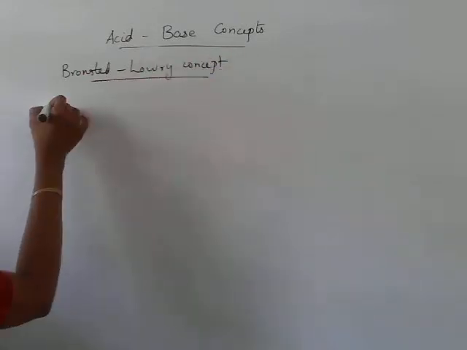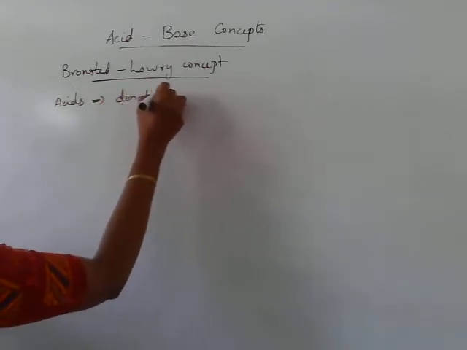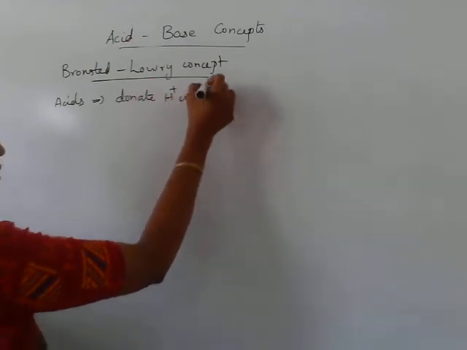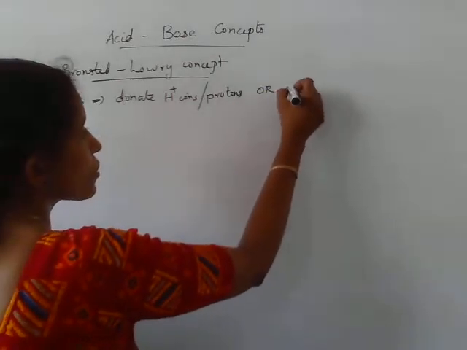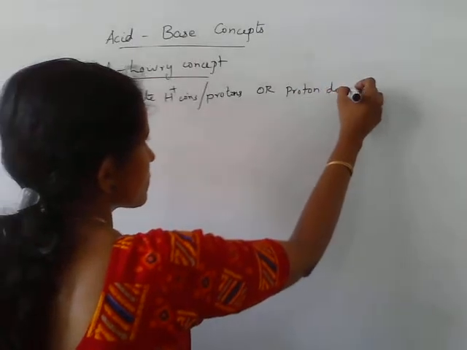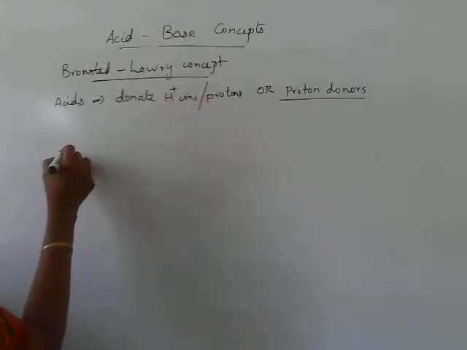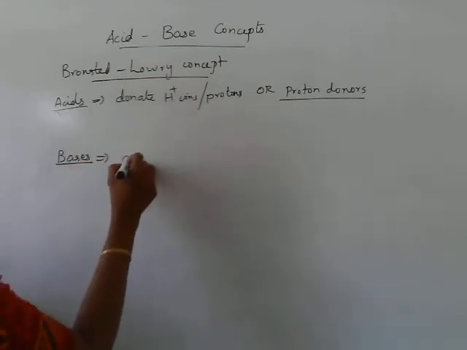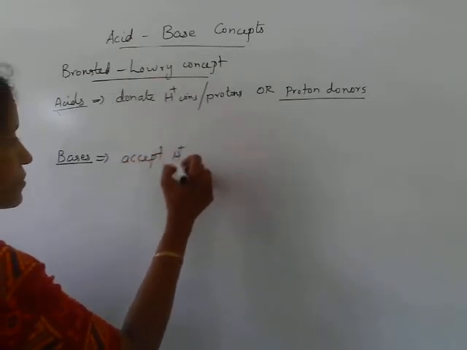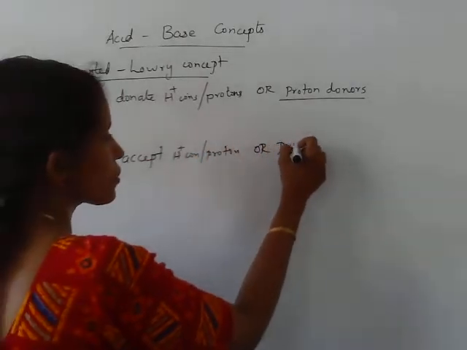According to this concept, acids are substances that can donate H plus ion. H plus ions are also called proton. Or we can write acids are proton donors. They can donate H plus ion, hydrogen without electron. Bases are substances which can accept proton. Bases can accept H plus ion or proton. That means bases are proton acceptors.